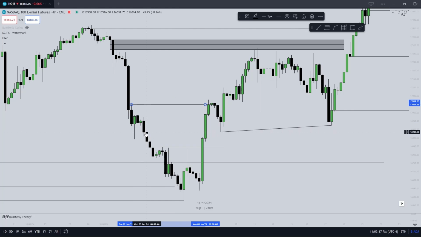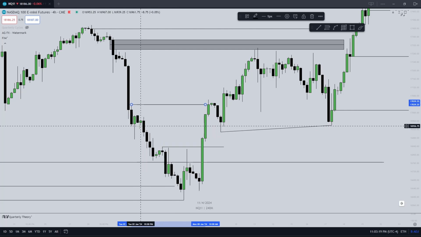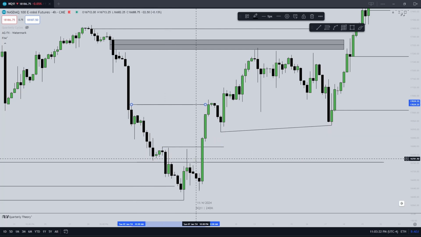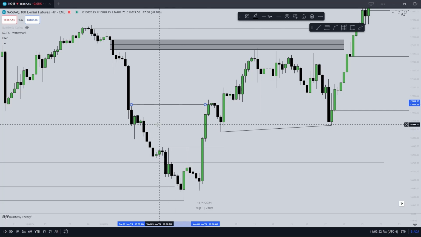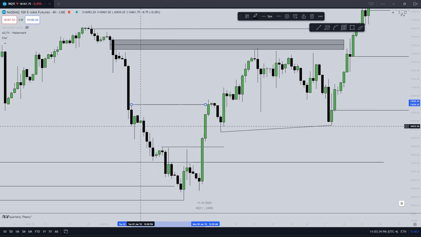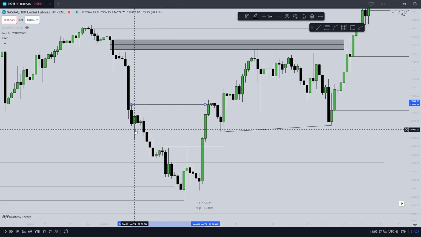Where's our fair value gap? Here. And then we also have this fair value gap here. So we have 2 fair value gaps, right? This one lower, this one higher to the left, lining up with this one. Breaker, BPR, wick to the left.